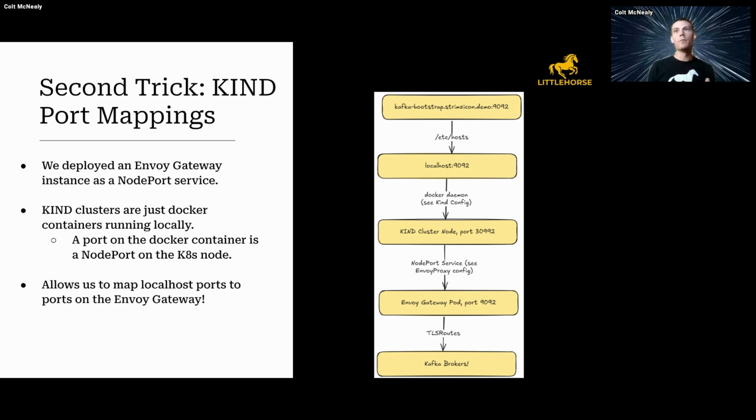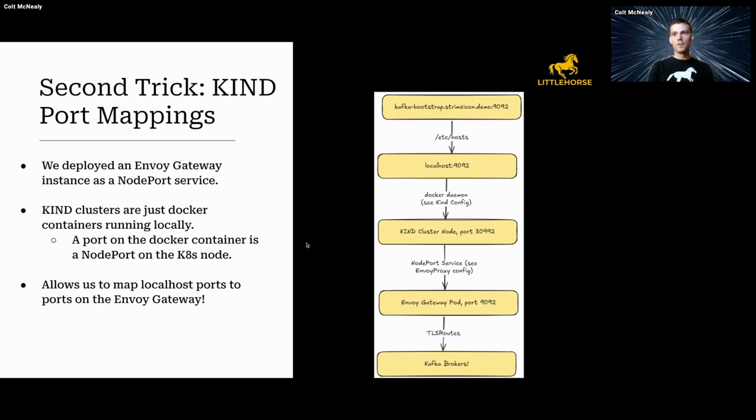So what we did was we mapped localhost port 80 to, for example, the node port 30,080 on the kind node. And then we created an Envoy Gateway node port service that listens on port 30,080 and routes it back to port 80. So effectively, localhost port 80 maps all the way to Envoy Gateway's gateway listener on port 80. And we did the same thing for localhost 9092 and Envoy Gateway listener 9092. And you can imagine that's the one we're using for Kafka.